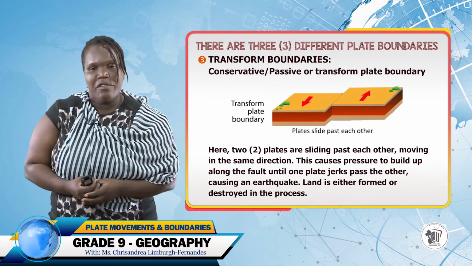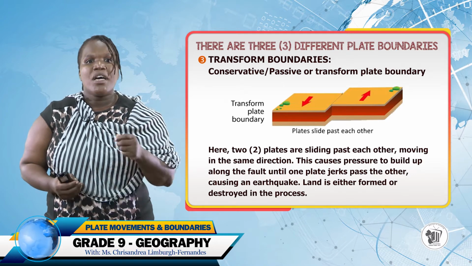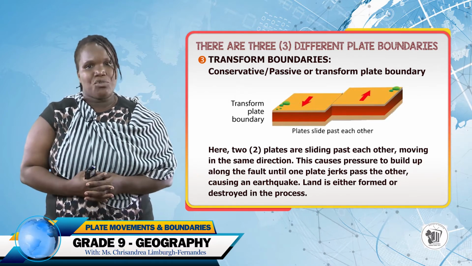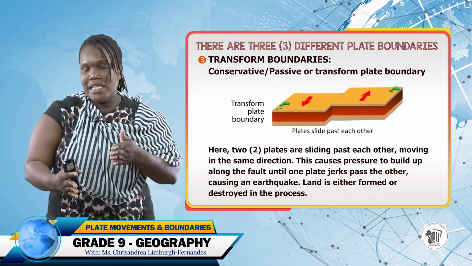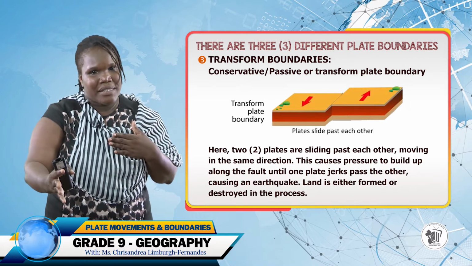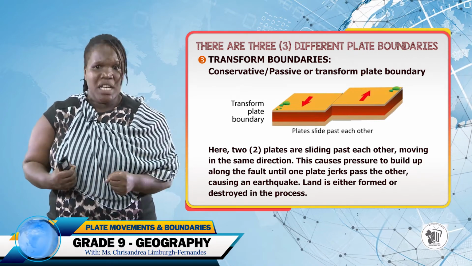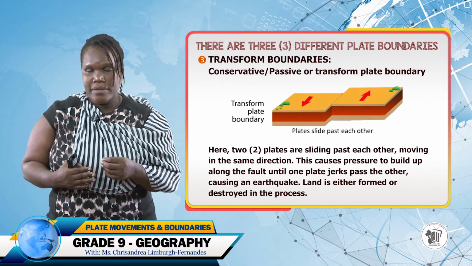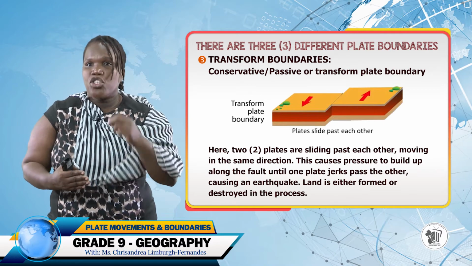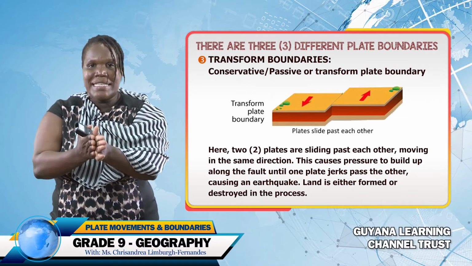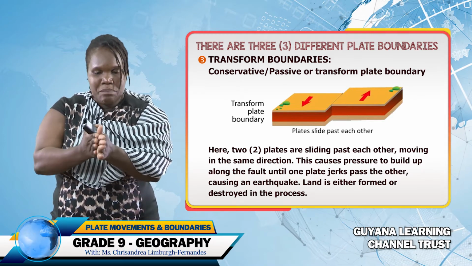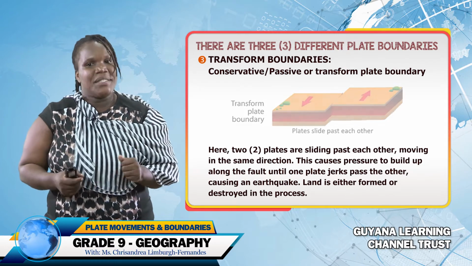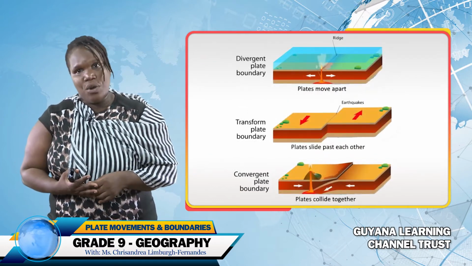Finally, the third type of plate boundary. This type of plate boundary is called conservative or passive, or sometimes it's referred to as transform plate boundaries. Here the two plates are sliding past each other as they move in different directions. This causes pressure to build up along the fault until one plate jerks past the other, causing what we know as earthquakes. In other words, whenever there is an earthquake, remember it's because two plates are passing each other. And as they pass, force is built up between them, and in order to move freely, they jerk past each other. And in the process, this causes an earthquake. Land is either formed or destroyed in this process.